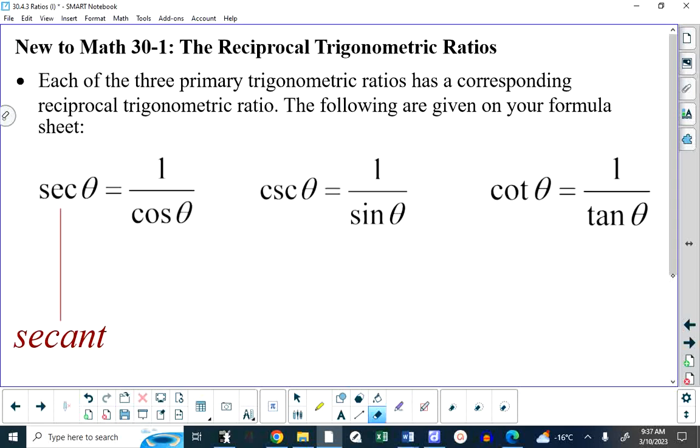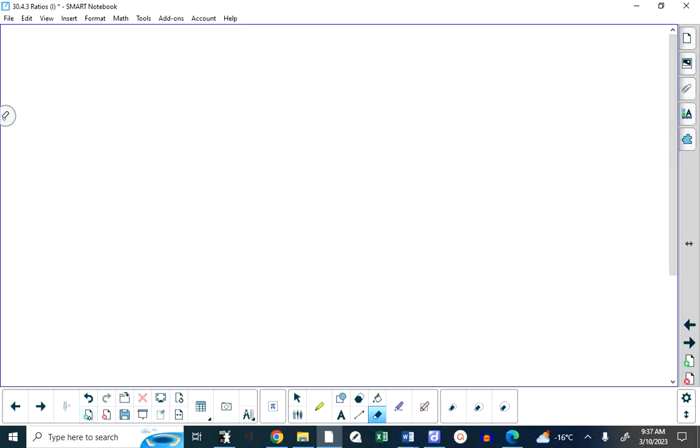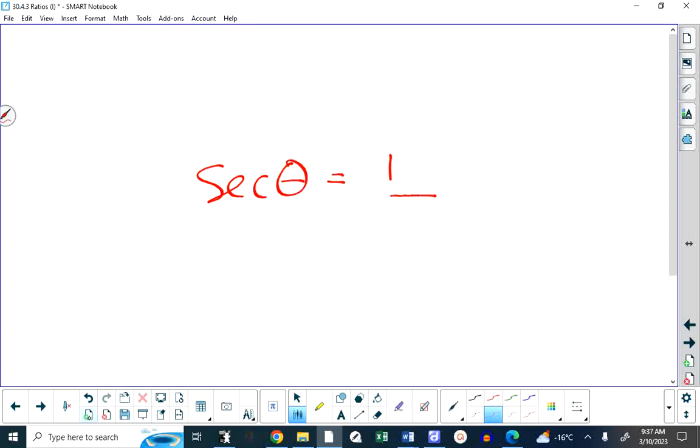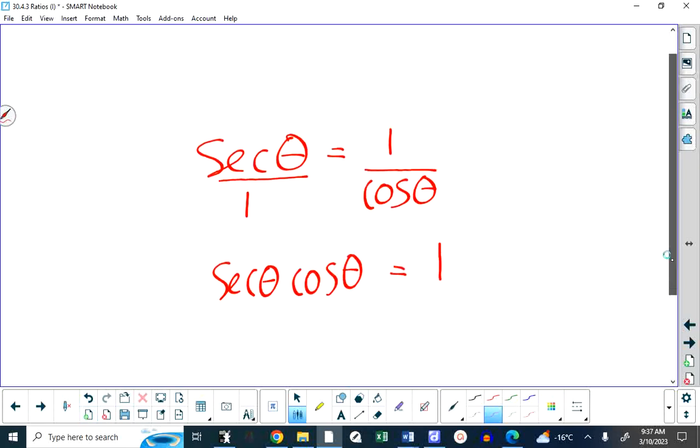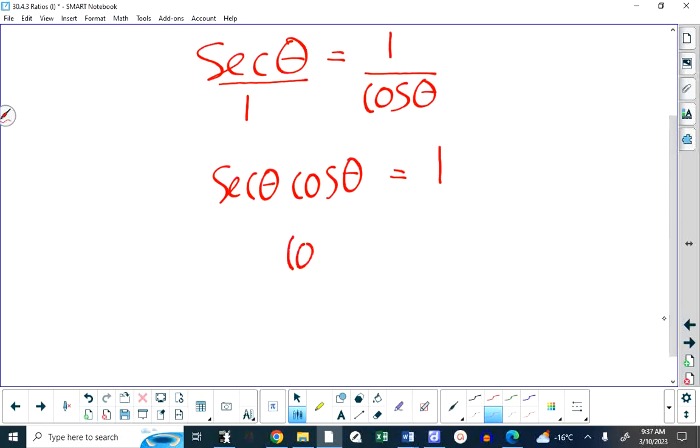Let me demonstrate that to you. If I take secant of theta, which is equal to 1 over cos of theta, and I cross multiply, I get secant of theta times cosine of theta equals 1. And if I divide both sides by secant of theta, I get cos of theta equals 1 over secant of theta.